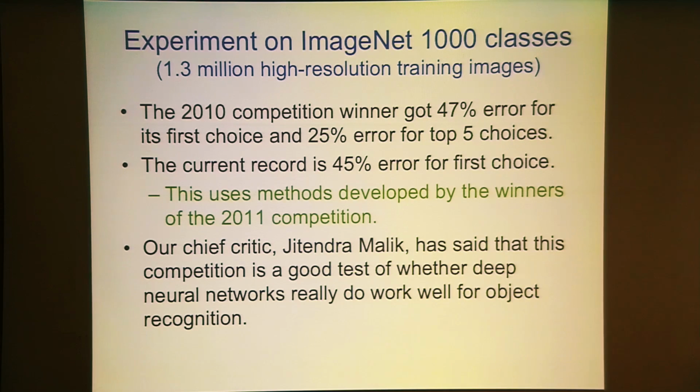So the ImageNet database has millions of images trawled from the net. And there was a competition in 2010 where they took 1.3 million of these images, and they're high-resolution images, from 1,000 different classes. And the task is to train on these images and then be able to predict on new test images which of these 1,000 classes it is.